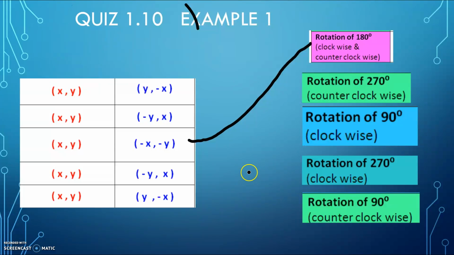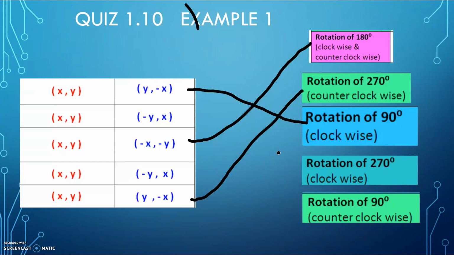Now we have a rotation of 270 degrees. That is the same thing as a rotation of 90 degrees, counterclockwise for the 270, clockwise for the 90. These are the same rotation. So if you notice, they're on there twice. So that one matches with this one, and this one matches with that one.